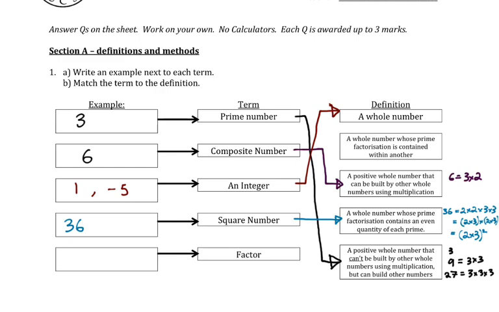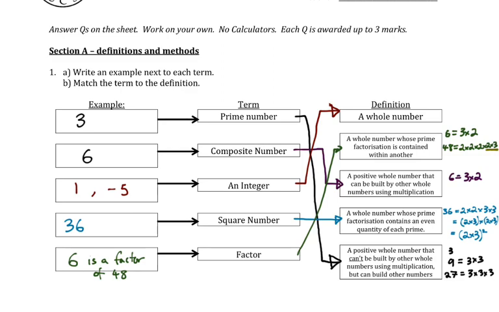A factor. Well, 6 is a factor of 48. If we look at this in more detail, we'll show that it's a whole number whose prime factorization is contained within the other one. So 6 is 3 times 2. And its prime factorization is contained in 48, which is 2 times 2 times 2 times 2 times 3. You can see that 6, 2 times 3, is contained within the prime factorization of 48. Okay, so this is the match-up exercise.